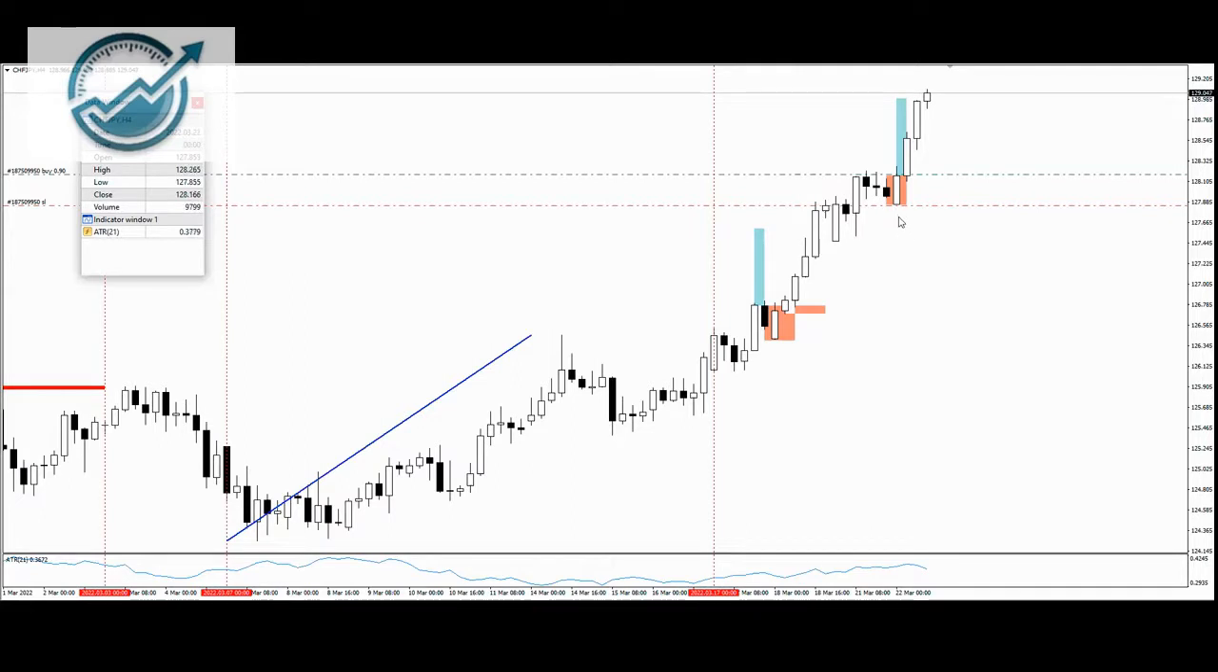This morning, we had another setup where we had the pullback, and this is a valid pullback where we have achieved our 3 points. So not only that, but we've also got that impulse candle, which means that at the open of the next candle, we were able to go long.